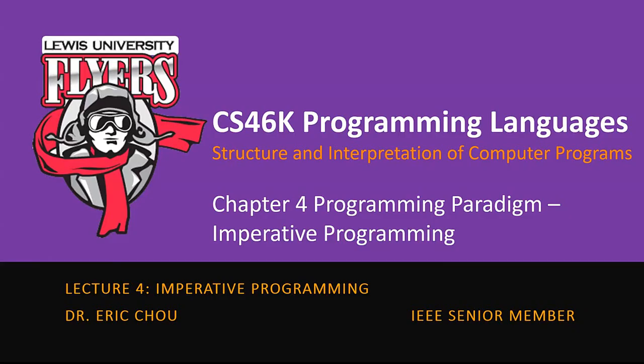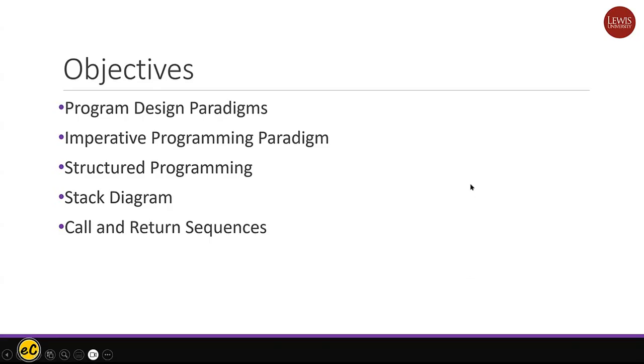Today we'll be starting Unit 2, the programming paradigms. We will have several chapters on programming paradigms, and today we will start with the first programming paradigm, imperative programming. So we'll talk about what a programming paradigm is, what the imperative programming paradigm is, and we are going to talk about structured programming, stack diagram, call and return sequence, and the prologue and epilogue.